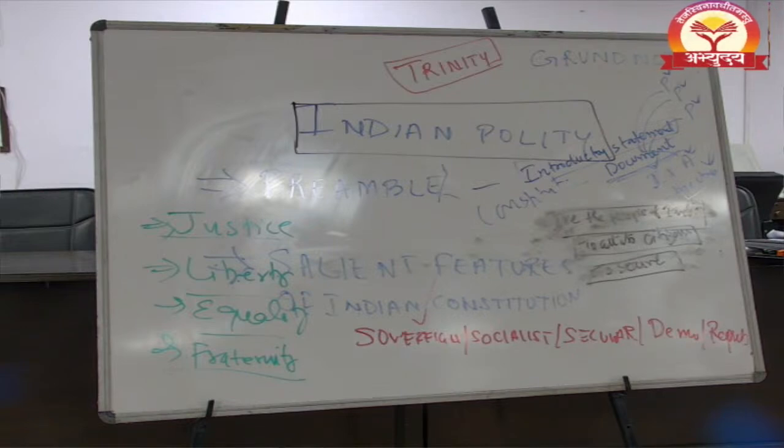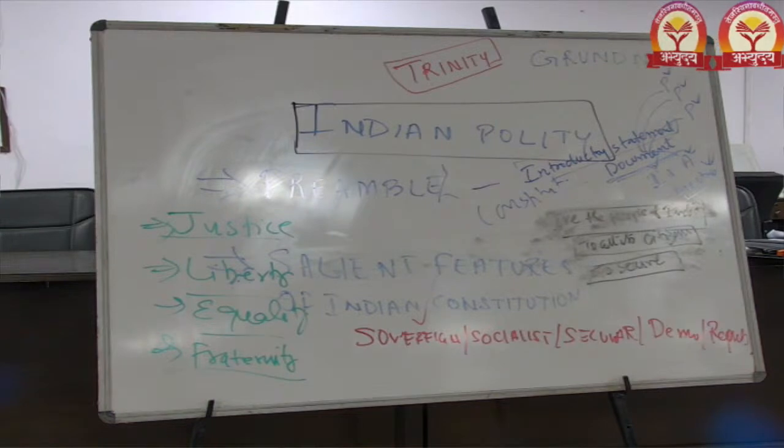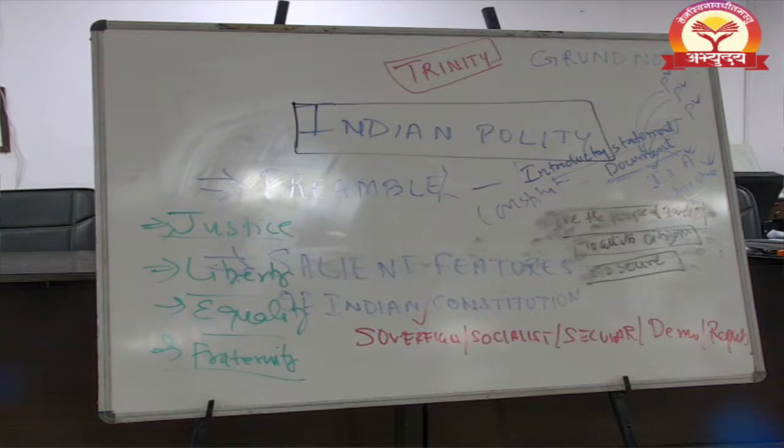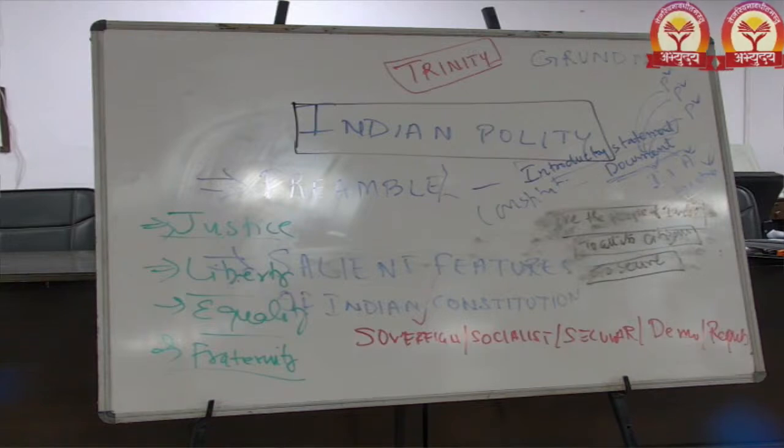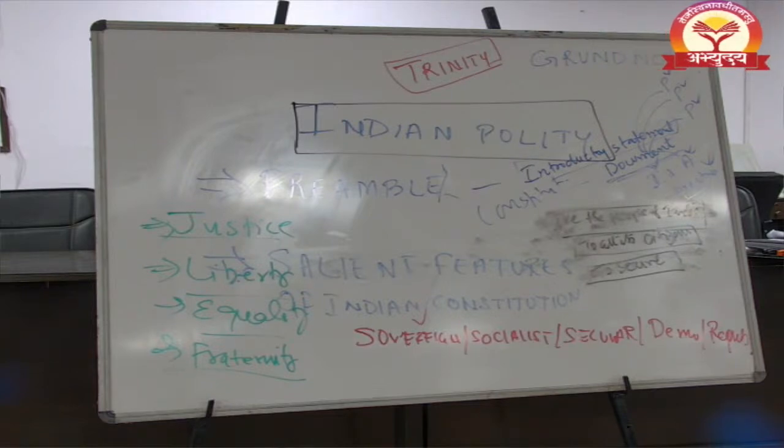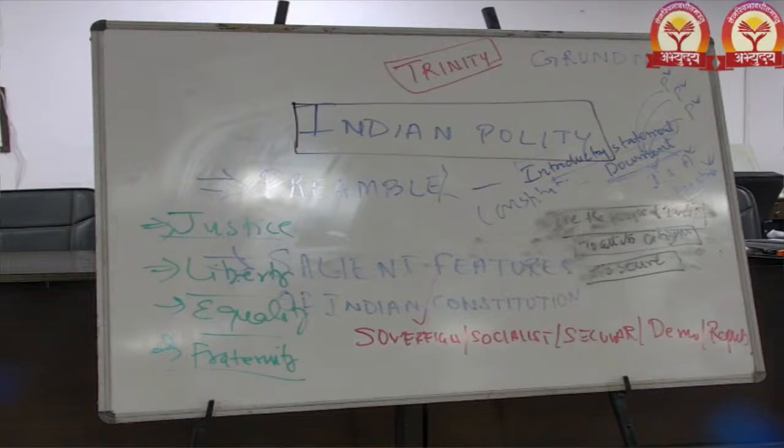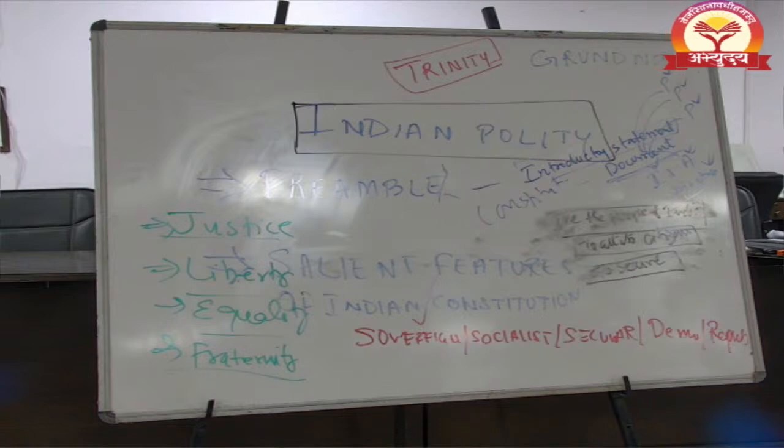Originally, in this regard there are few facts. Again, for those who are new in this preparation, it is important. Originally it had 395 articles, arranged under 22 parts and 8 schedules. So it is quite lengthy, elaborate and detailed. And it became the world's largest constitution.